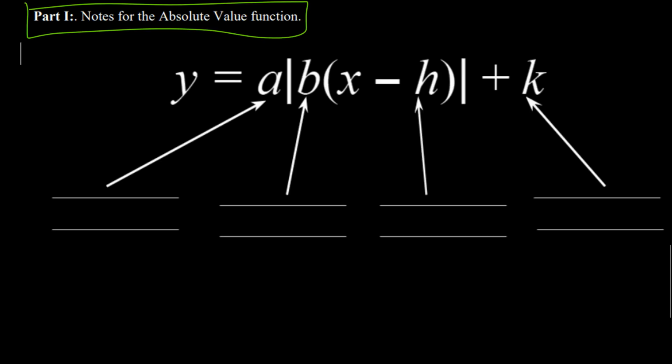Good. Oh, that's a good word. Stretched. It gets narrower or wider. And this is actually called a vertical transformation. So for A, I want you right here to write vertical. A is your vertical transformation.